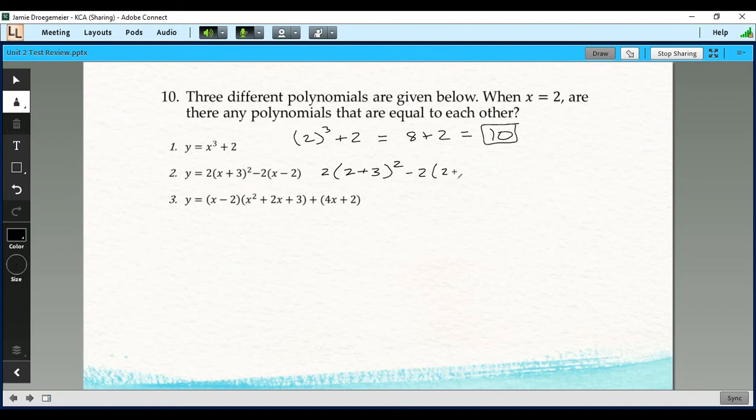Our second expression, we're going to plug in 2 for each case of x here. All right, so we're going to start in our parentheses. So 2 plus 3 is 5. And then here, 2 minus 2 is 0. We're going to do our exponents, 5 squared is 25. So this is 2 times 25. And then here, 2 times 0 is 0. So it's 2 times 25, which is 50.